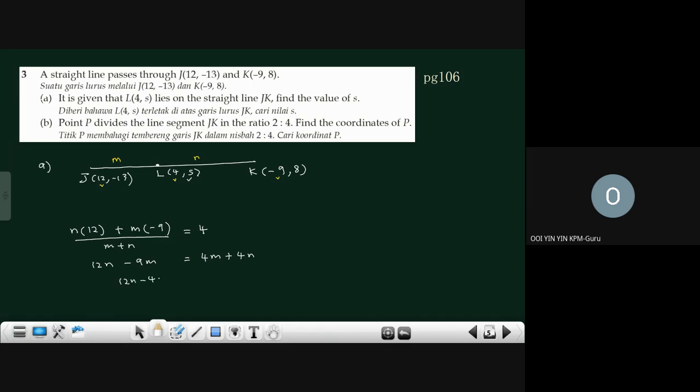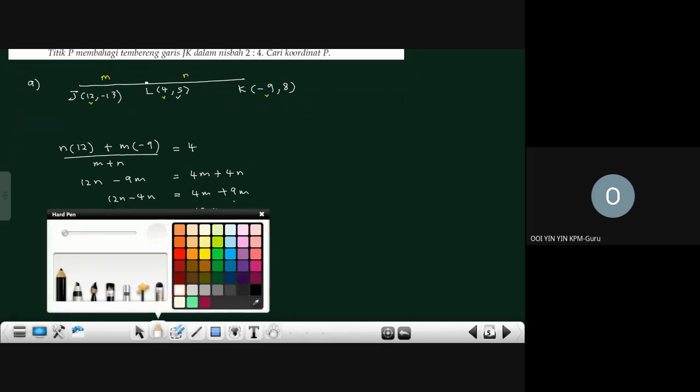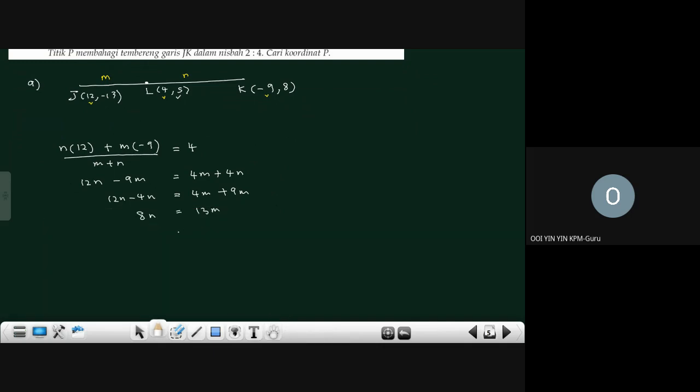So it'll be like this, 12m minus 4m. And then here will be 4m plus 9m. Then over here, I will get 8n. And then here, I will get 13m. So now what I do is, I want my n, I move to m here, it becomes 1 over n. And then my 13, I move to 8 here, it becomes 8 over 13.